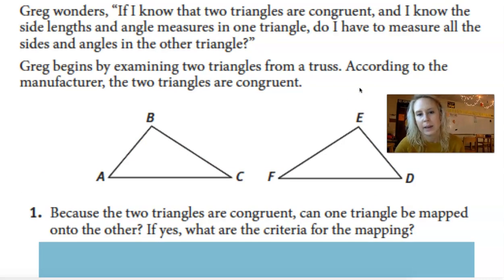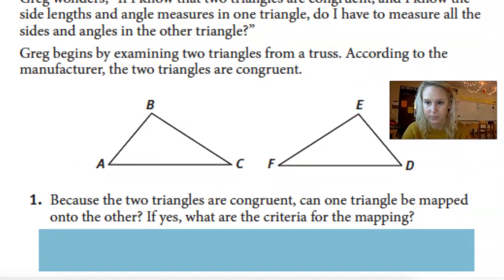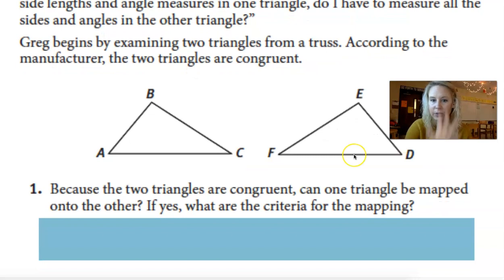So Greg begins by examining two triangles from a truss. According to the manufacturer, the two triangles are congruent. Okay. All right, so I have triangle ABC and I have triangle FED. Because the two triangles are congruent, one triangle can be mapped onto the other. Can one triangle be mapped onto the other? If yes, what is the criteria for the mapping? Okay, so remember this kind of looks like a reflection.